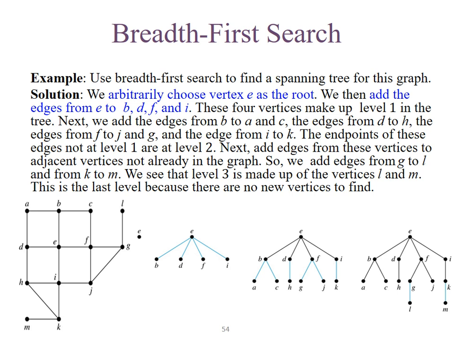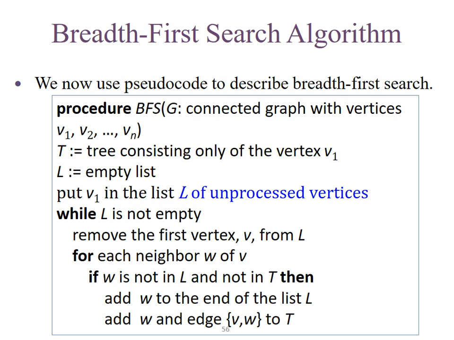Okay, if our starting point is E, then initially our tree only contains the vertex E, all right? And then let's see our algorithm. We maintain the list L, so in this case, we put the vertex E into L. When we enter the while loop, L is not empty, because currently we have the vertex E in L, and then we remove the vertex E from L.